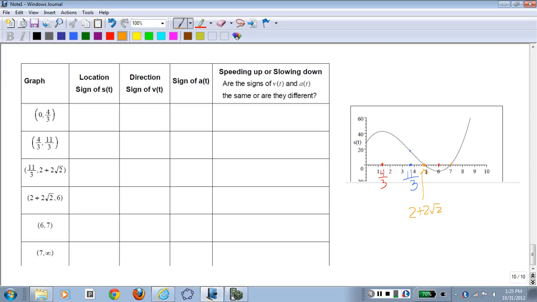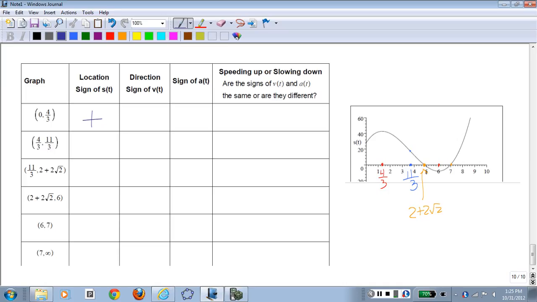So from 0 to 4/3, the location, the graph, is above the x-axis. So it's on the positive side of the origin. So I'm just going to signify that with a plus. And in fact, it might be a little bit more efficient.